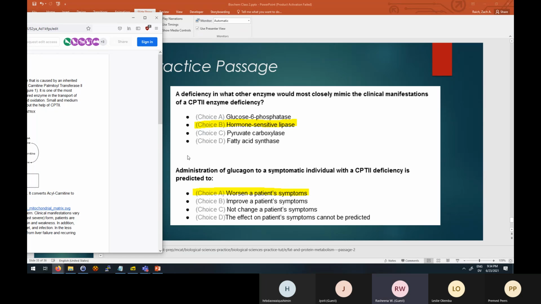So I put C, pyruvate carboxylase. I don't know if pyruvate carboxylase is the enzyme in the PDH pathway. And then you make acetyl-CoA from pyruvate, but I don't know why it's B.